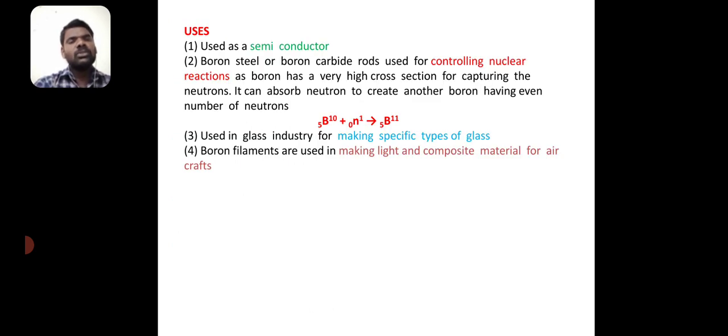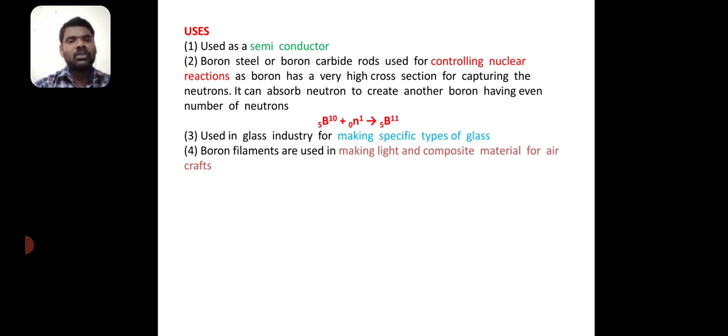And what are the uses of boron? It is mainly used as a semiconductor, and boron steel or boron carbide rods are used for control in nuclear reactions, as boron has a very high cross section for capturing neutrons. It can absorb a neutron to create another boron isotope: 5B10 plus 0n1 gives 5B11.